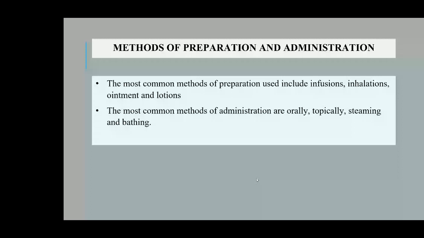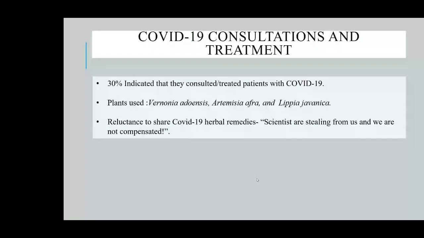About 30% of the traditional healers interviewed indicated that they consulted or treated patients with COVID-19. They also mentioned that they use plants such as Vepris reflexa, Vernonia adoensis, and Artemisia afra. However, there was some reluctance to share information on COVID-19.